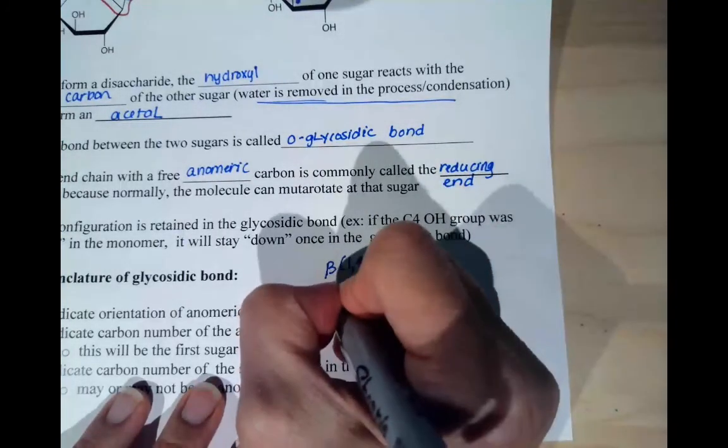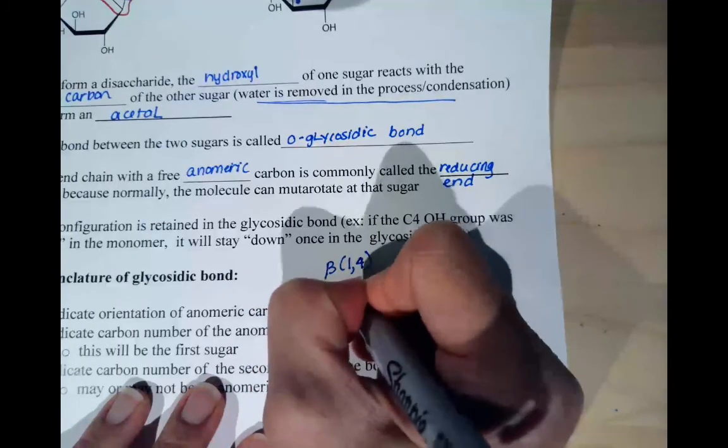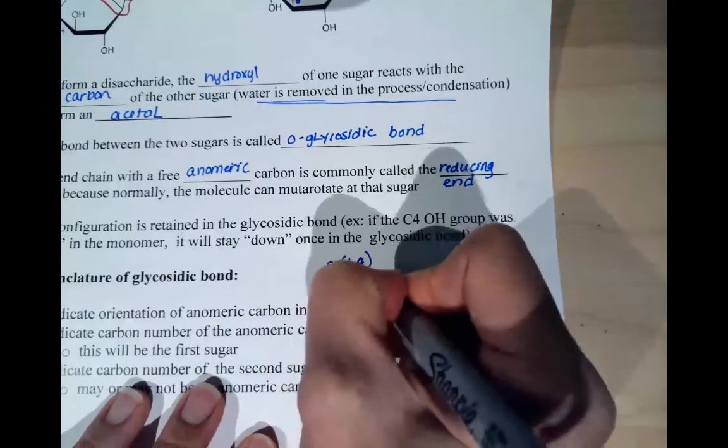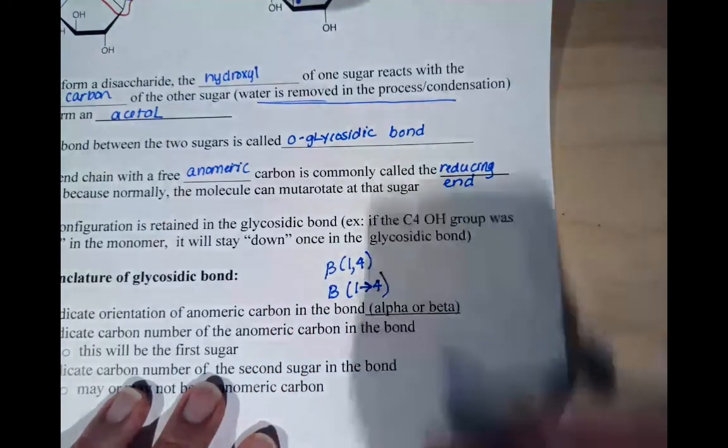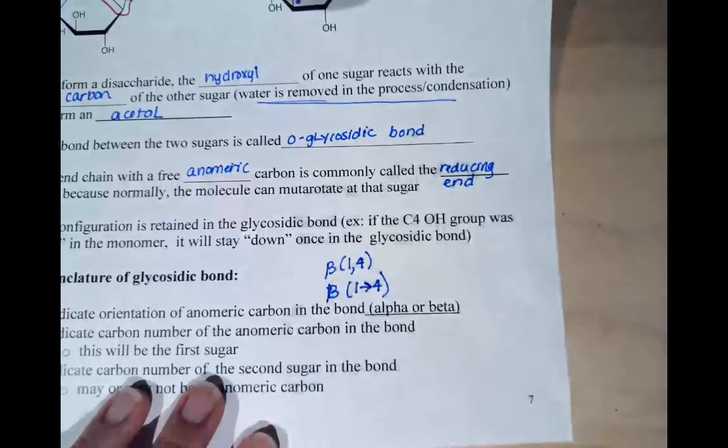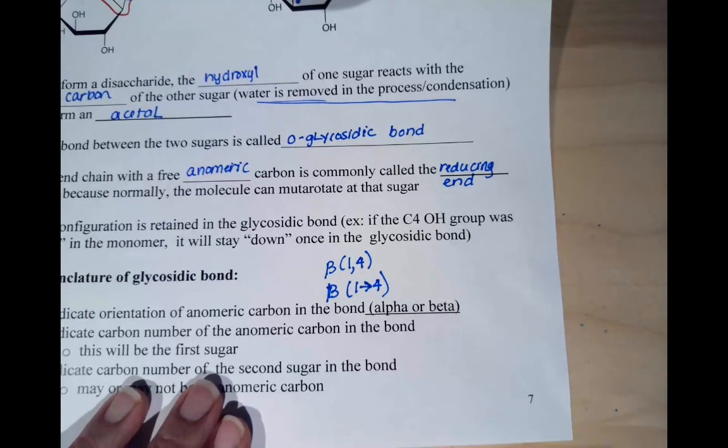You might also see it look something like this. Beta 1,4 glycosidic bond. So your job is going to be able to identify the bond, but as well as be able to draw a disaccharide if I gave you the monosaccharides that are going to be in it, as well as the type of bond that's linking the sugars together.